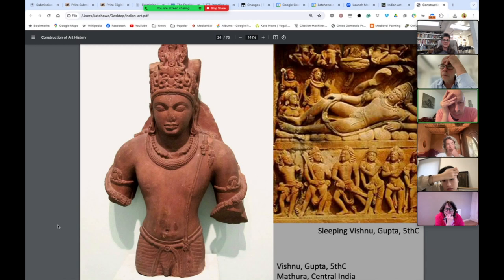Although predominantly India at this time was Buddhist, Hinduism was still very strong, and this is Gupta Vishnu. The Buddha is a reincarnation in Hinduism. The Buddha is a reincarnation of Vishnu, the ninth reincarnation. There's 10 reincarnations, I remember. Vishnu also takes on the form of the fish. It's a sleeping Vishnu.